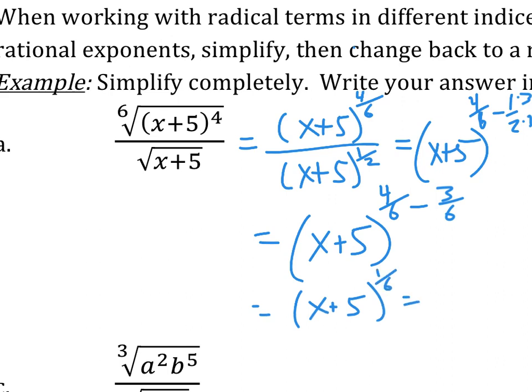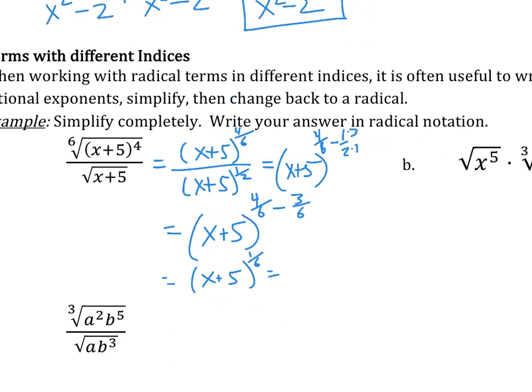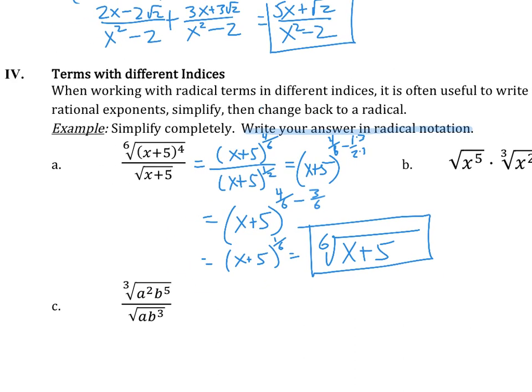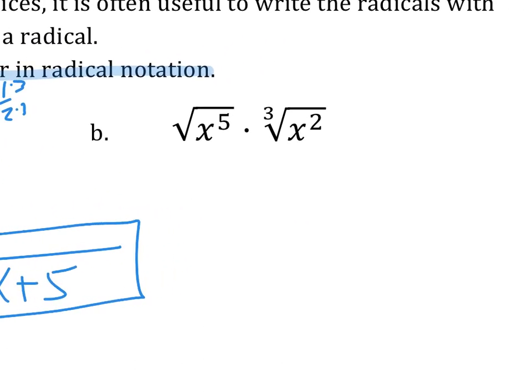And then the directions here say write your answer in radical notation. So we want to write our final answer as a root. So this is the 6th root of x plus 5. Okay? That's the idea. So rational exponents come in real handy. Okay?